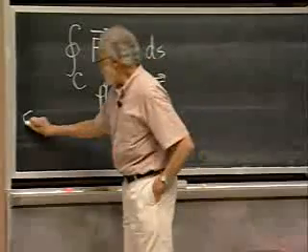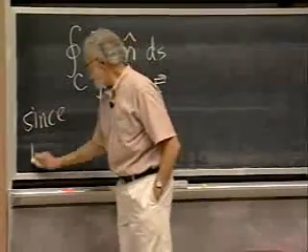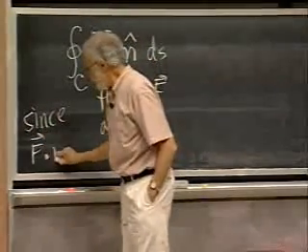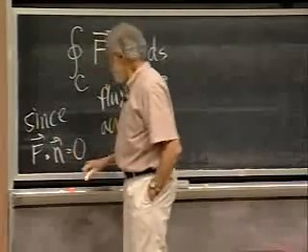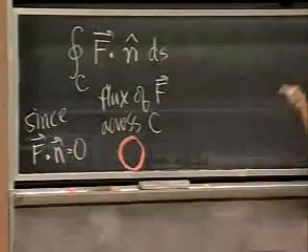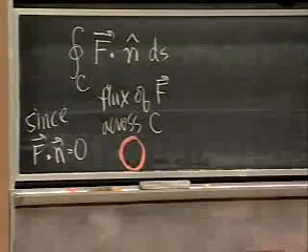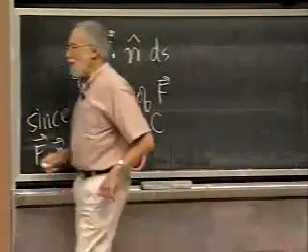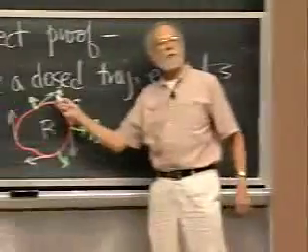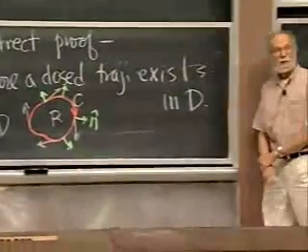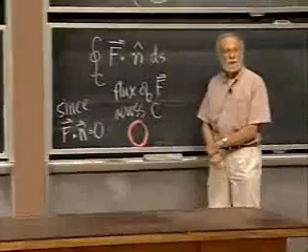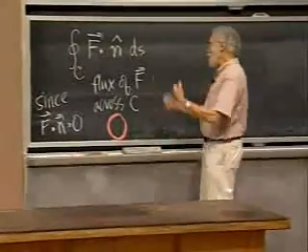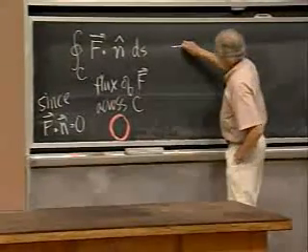Since F dot n is always 0 everywhere on the curve, there is no flux of this field across the curve, because the field is always in the same direction as the curve, never perpendicular to it, and has no component perpendicular to it. Okay, good. Now let's do it the hard way.